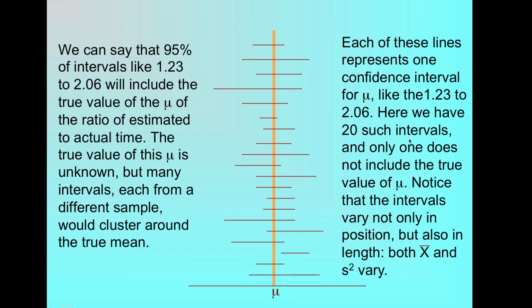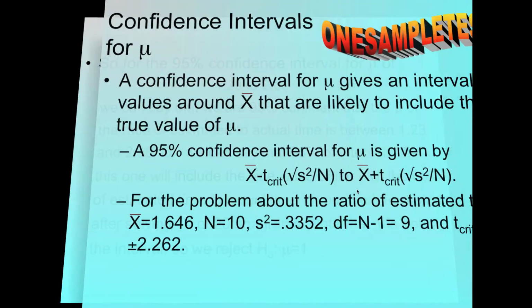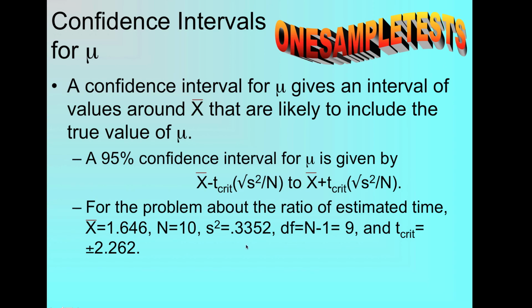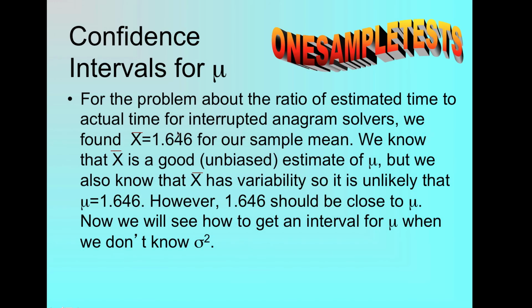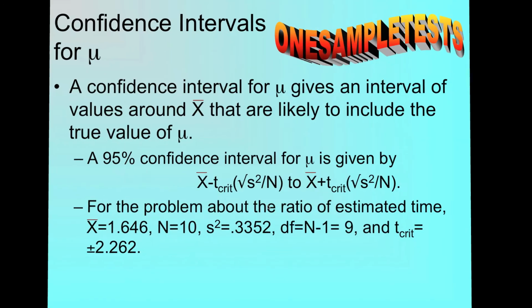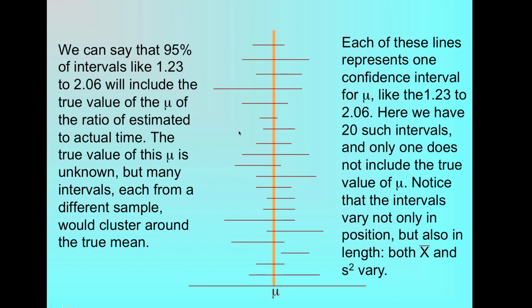Here we have 20 such intervals, one from each of 20 experiments. Only one does not include the true value of mu. So the true value of mu is here. We're figuring out that it's probably greater than 1. It's probably somewhere around 1.65. So we expect that the majority of these 20 experiments are going to have bars that cluster around this mu, if mu is indeed 1.645.